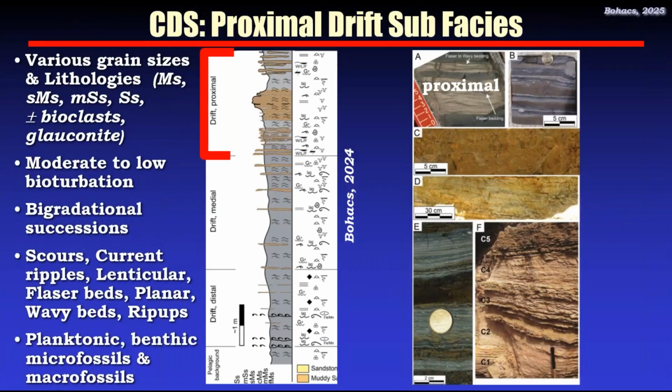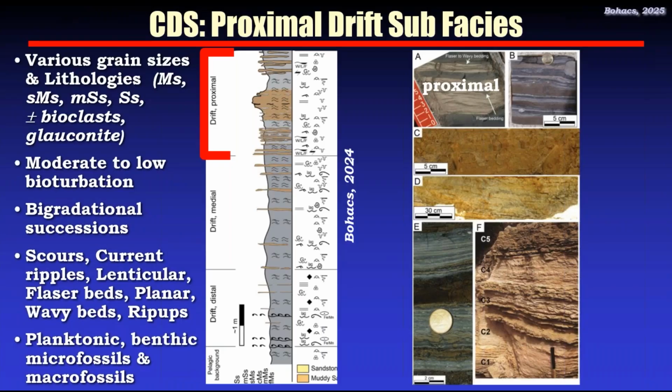The proximal drift facies accumulates yet more quickly in the area of a drift that is closest to the contourite channel. This facies comprises various compositions and a wide variety of grain sizes: argillaceous, calcareous, siliceous, and bioclastic mudstone, sandy mudstone, muddy sandstone, and sandstone. Glauconite pellets can constitute as much as 10% of the sand size fraction. Decimeter scale bigradational or contourite sequences are characteristic of this facies. More about these in a moment.